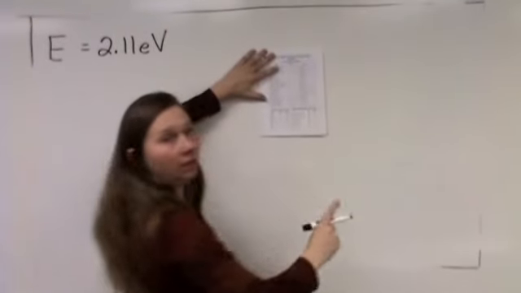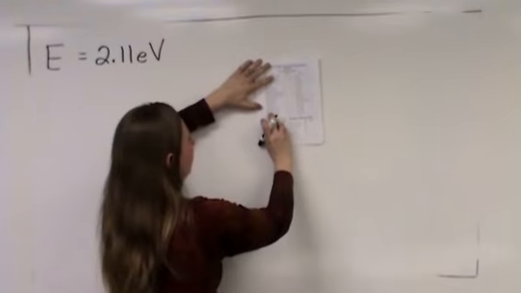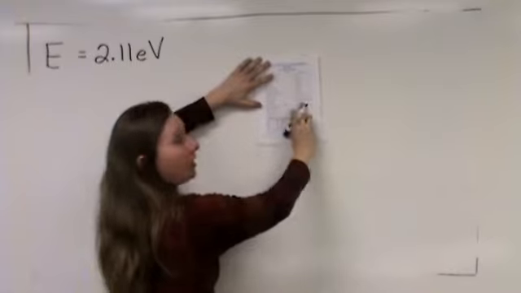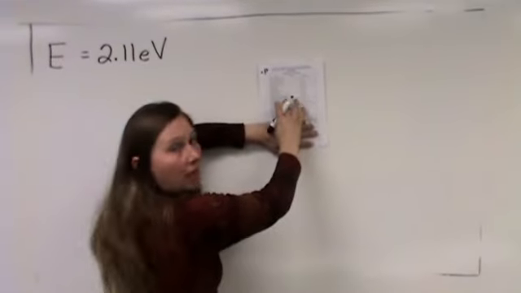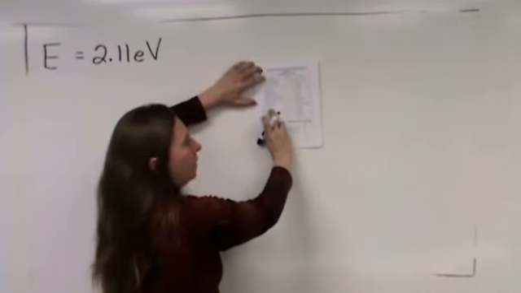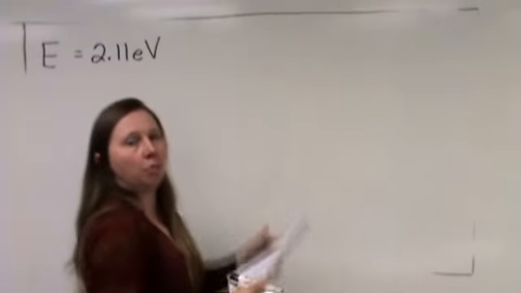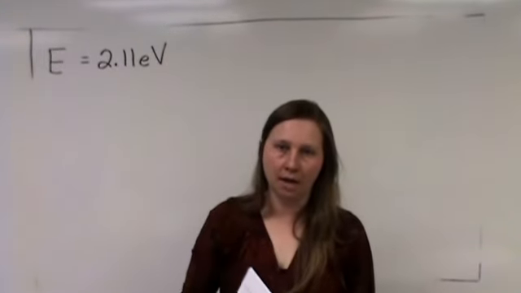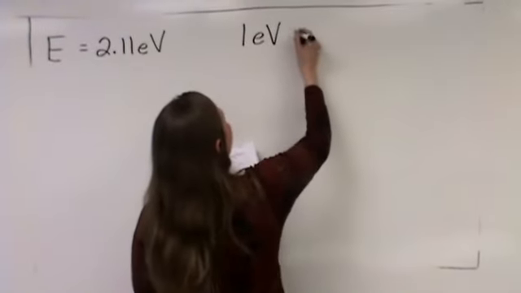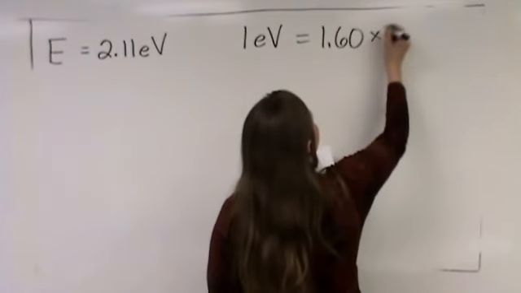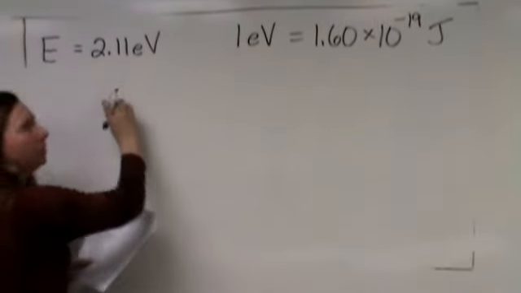The conversion factor is on the front of your reference tables. It's, let's see, 1, 2, 3, 4, 5, 6. It's the sixth line up from the bottom. All right? On this top chart, it's the sixth line up from the bottom. It says 1 electron volt equals 1.6 times 10 to the negative 19 joules. Remember, look at the front of your reference tables right now while I'm doing this. So, 1 electron volt equals 1.60 times 10 to the negative 19 joules. Okay, now let's do this conversion.